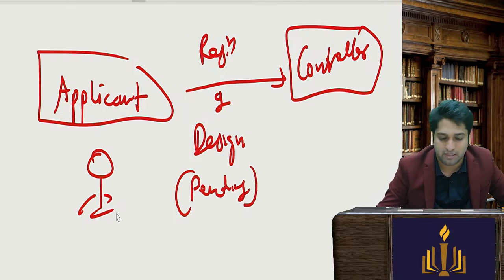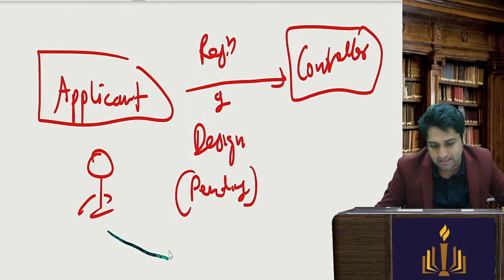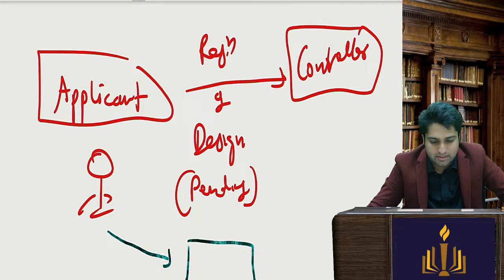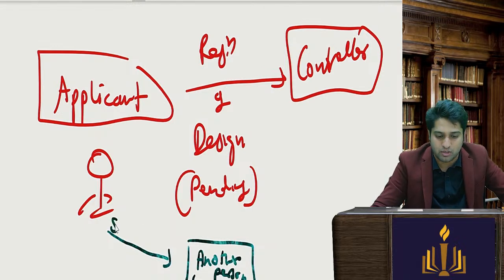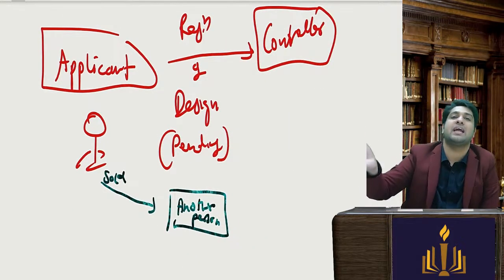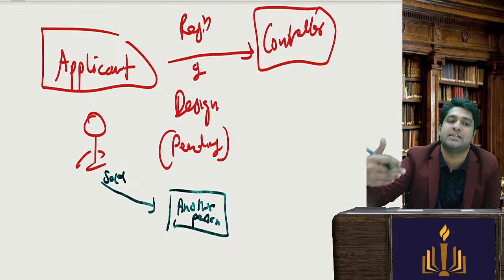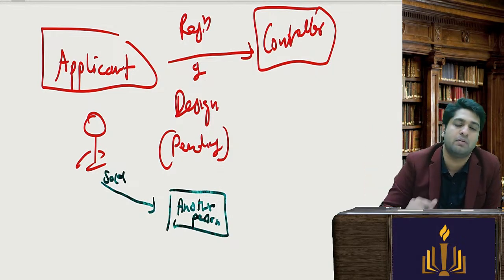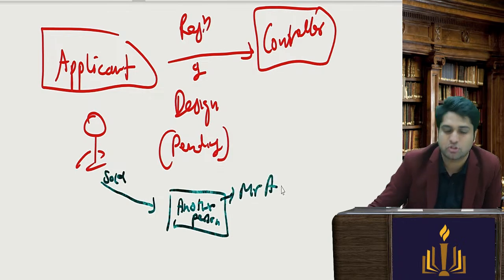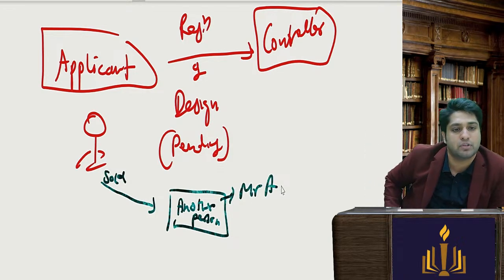During this time, it is possible that he might have sold off his rights. Okay, there would be another person to whom he must have sold. So in such case, the controller can amend the application and say that this other person will be put as the applicant, new applicant. Okay, let's name him Mr. A. So Mr. A will now be the new applicant.